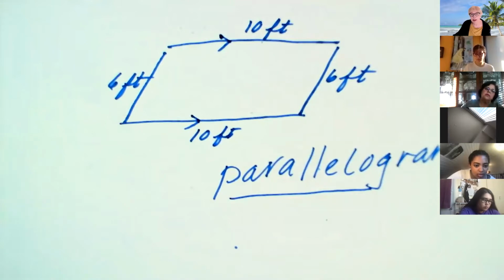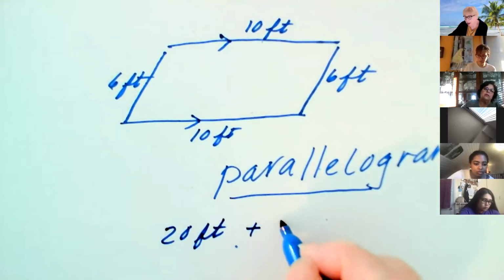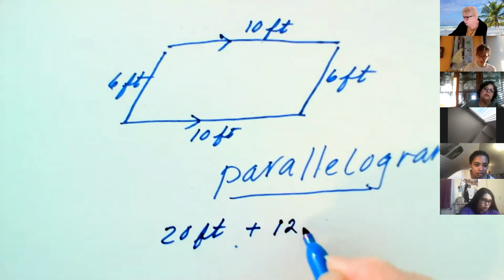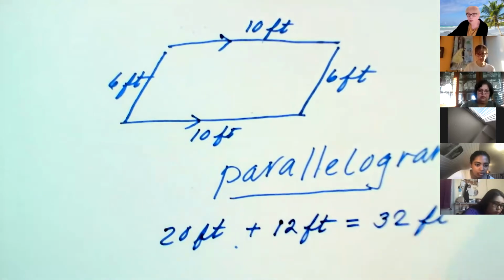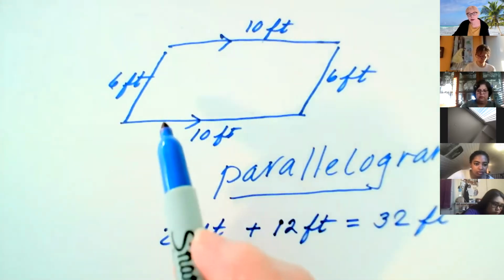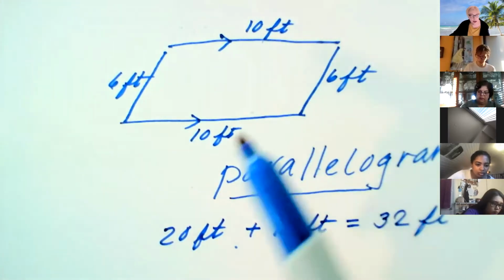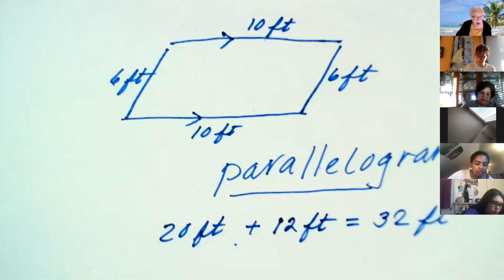But what happens is you have 2 of the 10s and you have 2 of the 6s. So the truth is we have 20 feet and we have 6 times 2 is 12 feet. So we would have 32 feet on this one, right? So it's the same formula. 2 of the horizontal ones and 2 of the vertical ones. And so that's how we would get the perimeter.